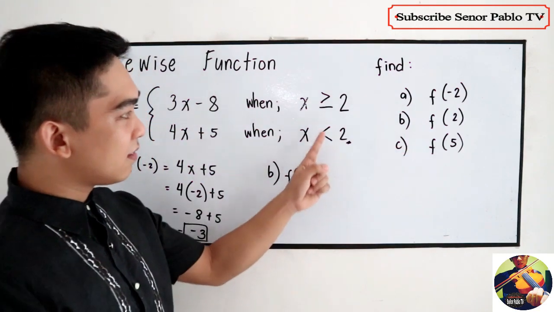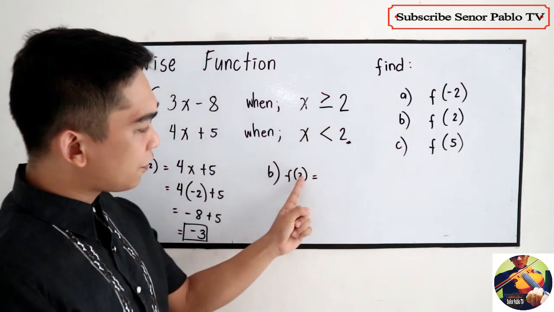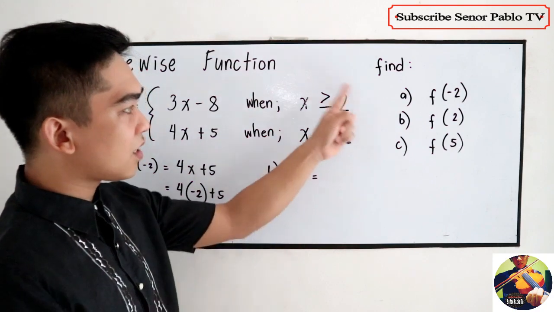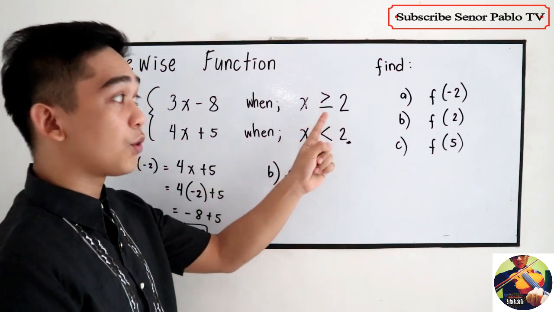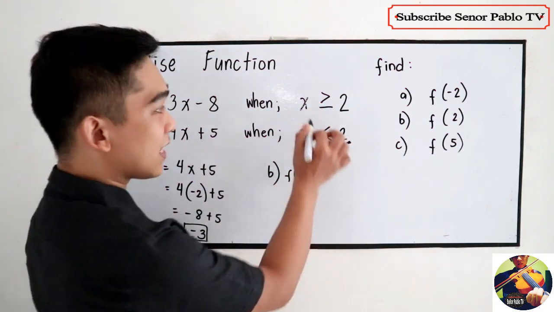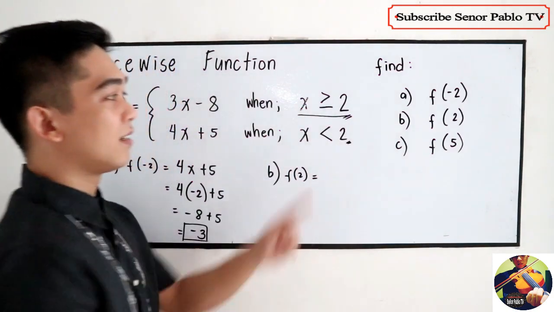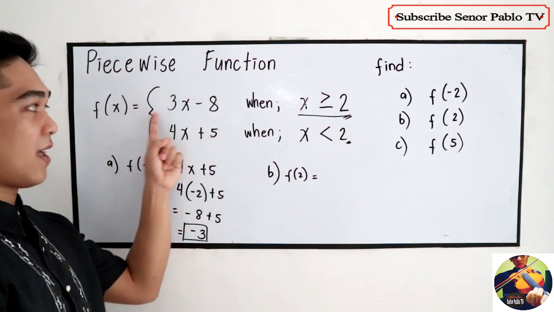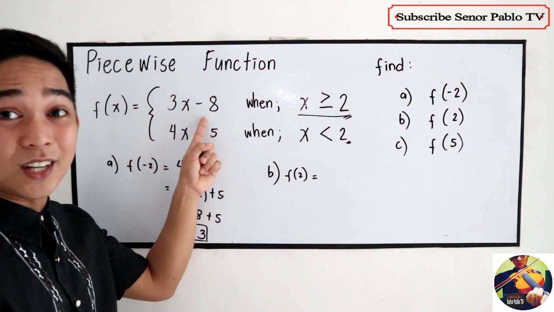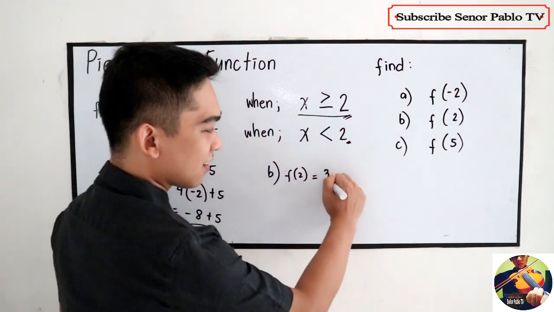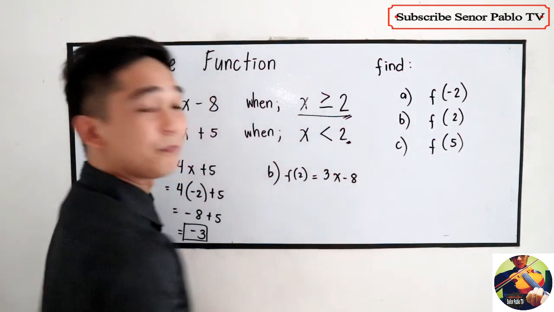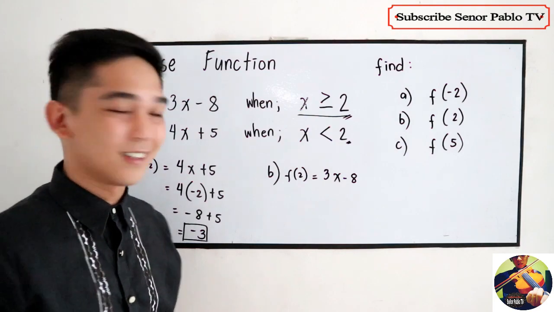Condition natin. Check natin. F of 2. So, alin siya papasok? X is greater than or equal to 2. Ayan, nabanggit na natin. Equal to 2. So, ito siya. So, ito yung magiging value na expression natin. 3x minus 8. Then, substitute.